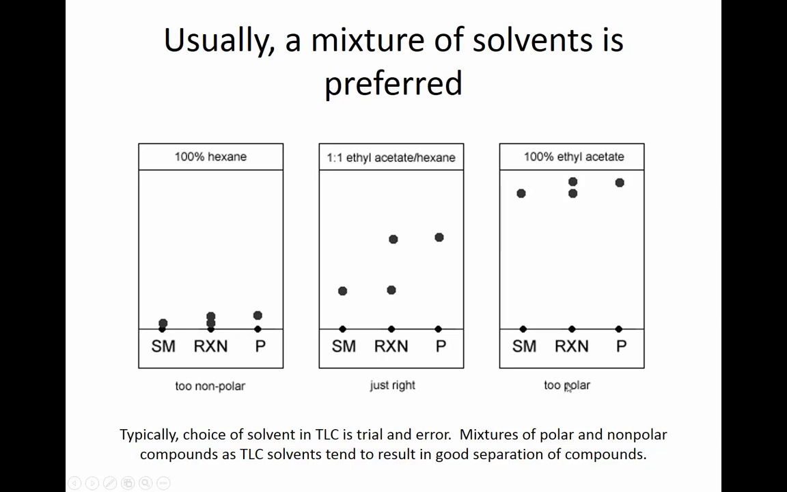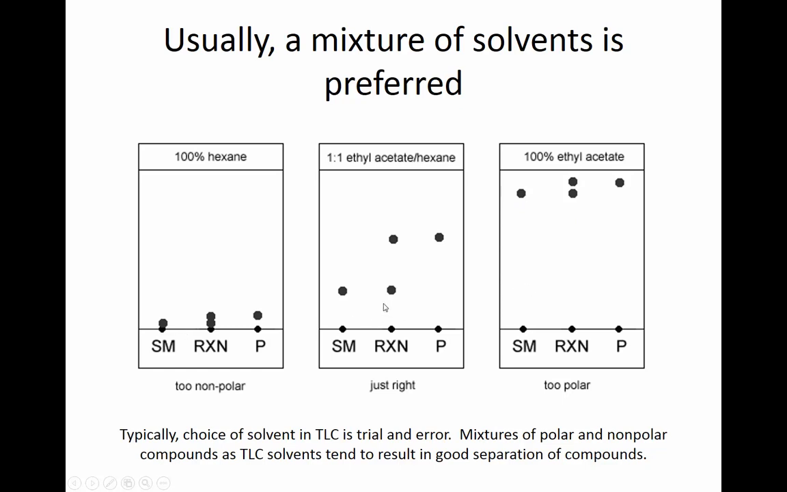And if you're too polar, we have 100% ethyl acetate here, then these analytes move far too much, let's say, and you can't get good separation of your mixtures. You don't get a good retention time or retention factor. You don't want to do too polar either.